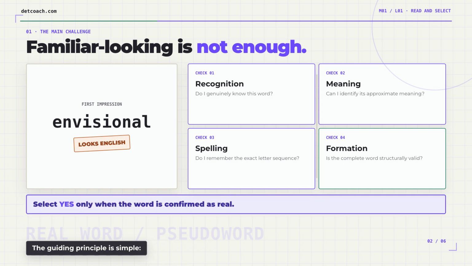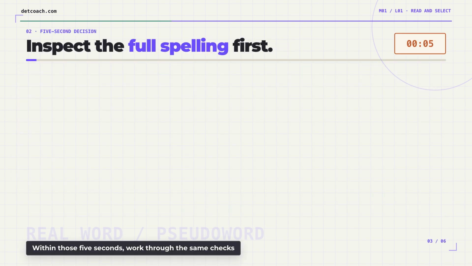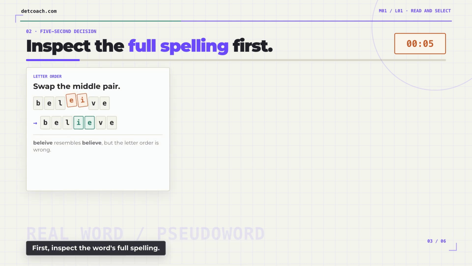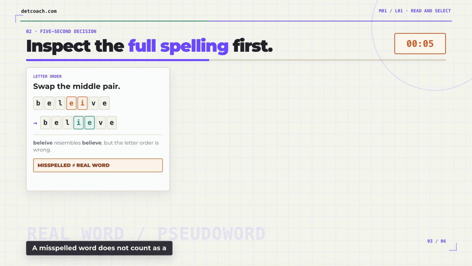The guiding principle is simple. Select Yes only when you can confirm that the word is real. Within those 5 seconds, work through the same checks in the same order. First, inspect the word's full spelling. Look for an extra letter, a missing letter, or letters in the wrong order. Take believe, for example. It closely resembles believe, but the letters I and E are reversed. A misspelled word does not count as a real word.